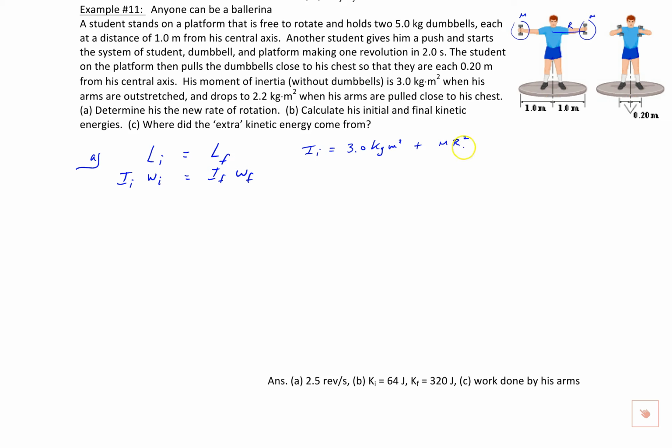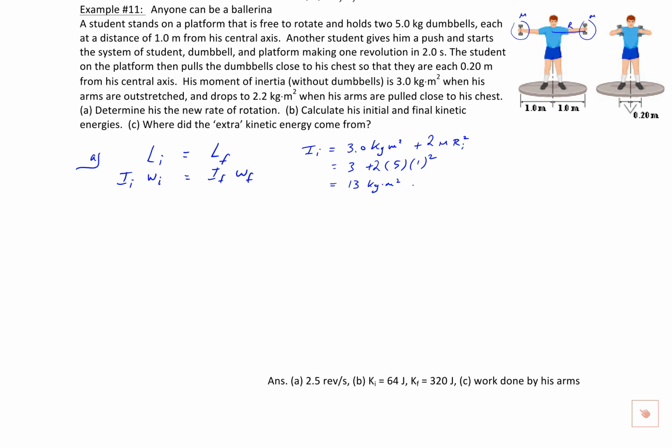So it's m times r initial squared. In this problem it would be 3 plus a mass of 5 kilograms multiplied by a distance of, where is that distance? Oh, 1 meter from the axis, so 1. Oh, and remember that there are two of them, so we really need to multiply this by 2 over here. So we have a 2 here, and by the way, this is squared. So his initial moment of inertia is going to be 13 kilograms times meters squared.